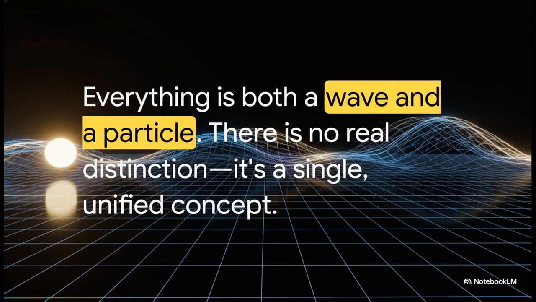And the quantum revolution kept unifying ideas in these really strange ways. We used to think of things as either waves, like light, or particles, like electrons. But quantum mechanics showed us, nope, there's no difference. Everything is both, all the time. It's this single, very weird concept that just depends on how you decide to measure it.